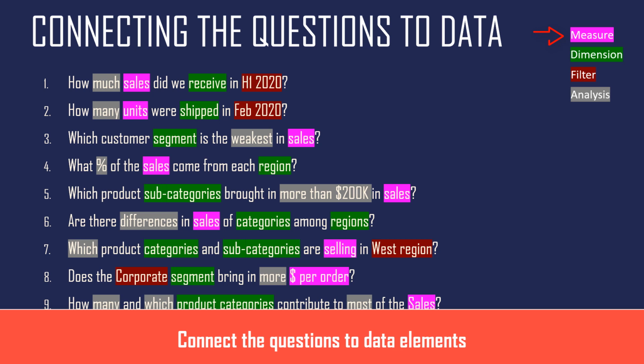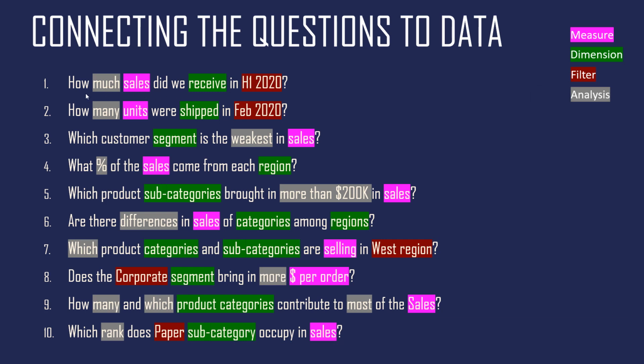Now the pink items are measures. The green ones are dimensions or categories or some fields that we need to use as a dimension. The brown are filters that we need to apply, and then the gray are analysis or aggregation techniques that we will have to use. So let's use the first one as an example.